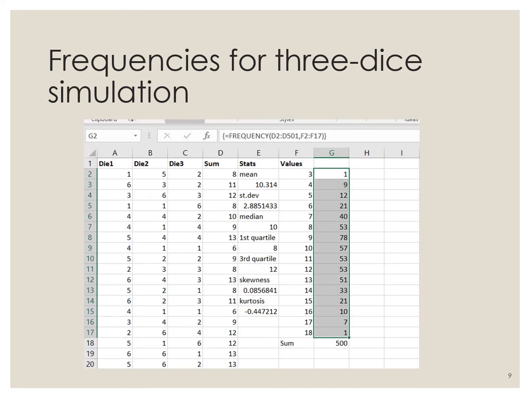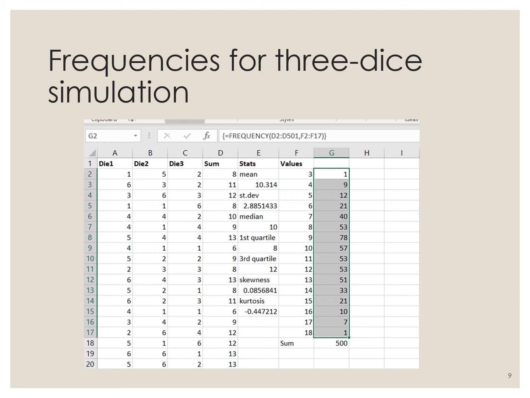Next, we are getting the frequencies for the 3-die simulation. So the possible values run from 3 to 18. If all 3 dice rolled were a 1, then the sum would be 3. And if all 3 dice rolled were a 6, the value would be 18. So the values run from 3 to 18. We are getting the frequencies, so we are highlighting a region for all the possible frequencies.